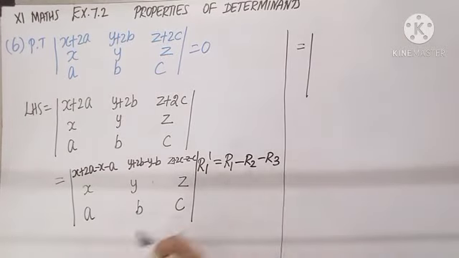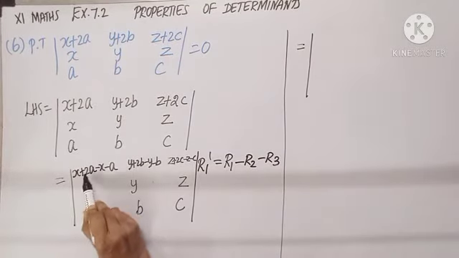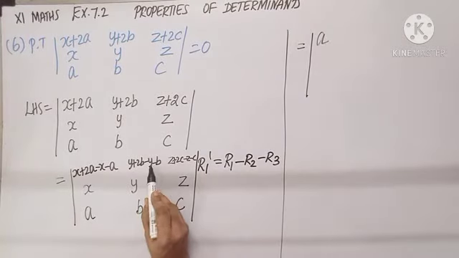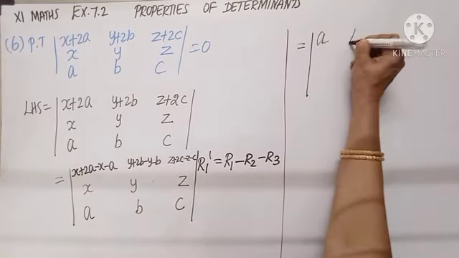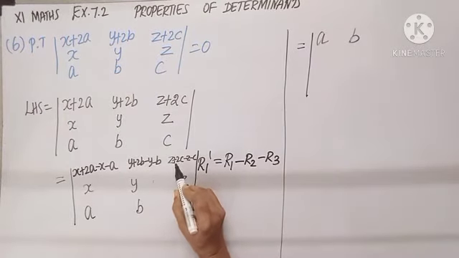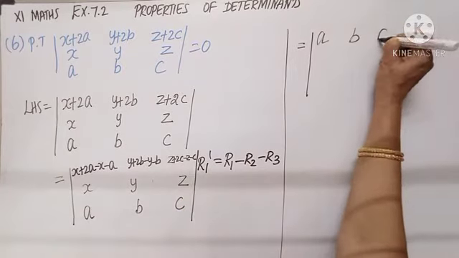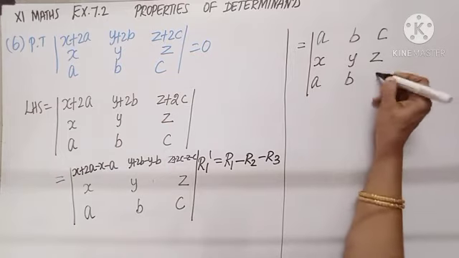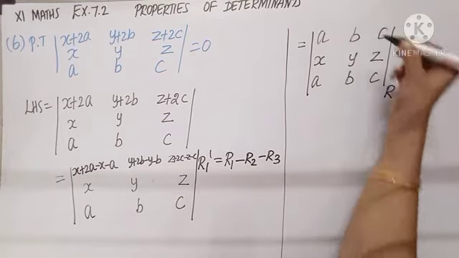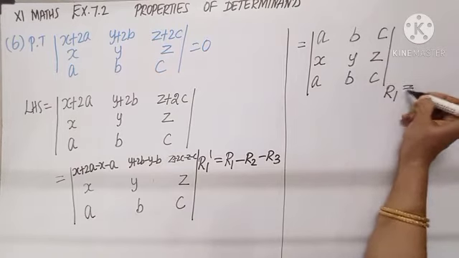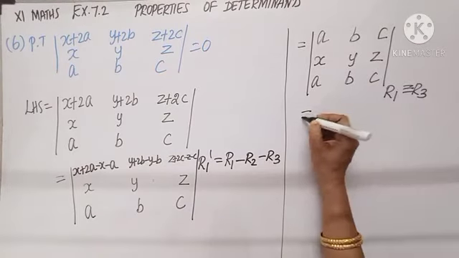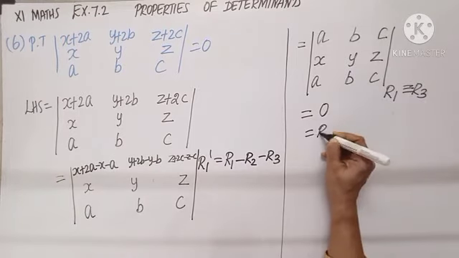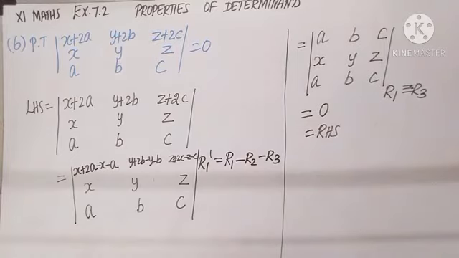Now, look at R1. x and x cancel. 2a minus a gives me a. y and y cancel. 2b minus b is b. z and z cancel. 2c minus c is c. Second and third rows we just copy down. As I look at the determinant, R1 and R3 are identical. Whenever two rows are identical, the answer is 0, and 0 is the RHS.